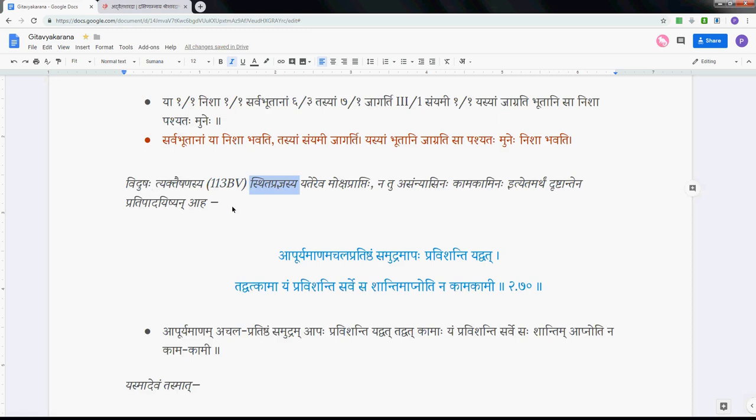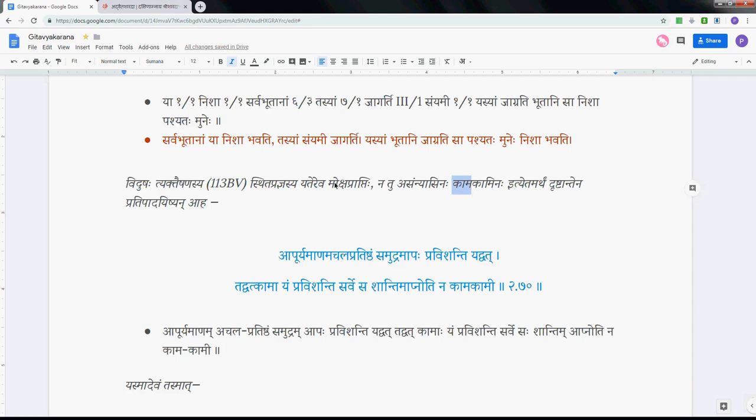Sthita prajnasya tyakteshanasya vidushaha yateh eva moksha prapti na tu asanyasinaha. Very loaded words. All these words are very loaded. Na tu asanyasinaha. Why? Because kama, something else will be there. Kama here is vishaya. This kama and this kami. Kama asya asti iti kami. But this kama here should be understood as vishaya. Vishaya kaminaha, one who desires vishayas.